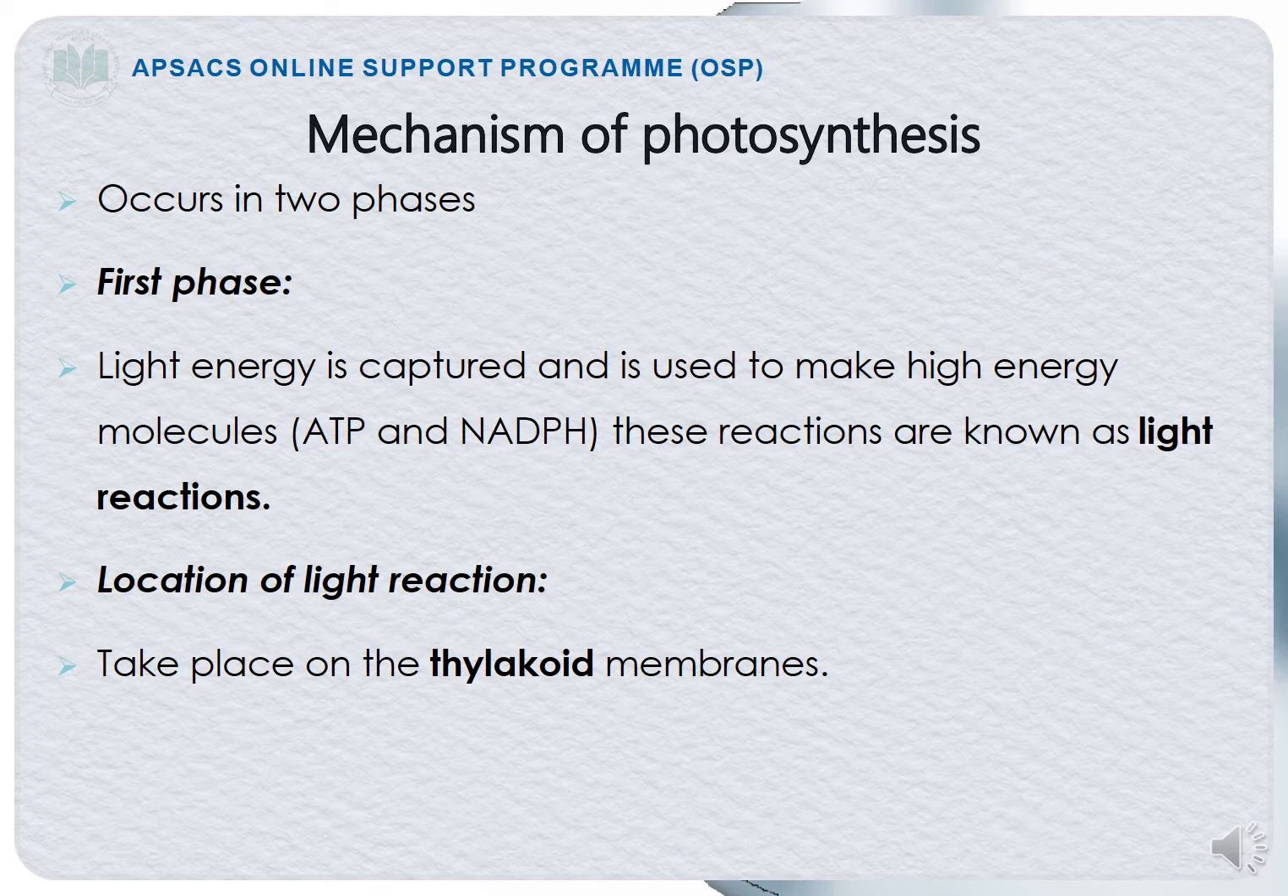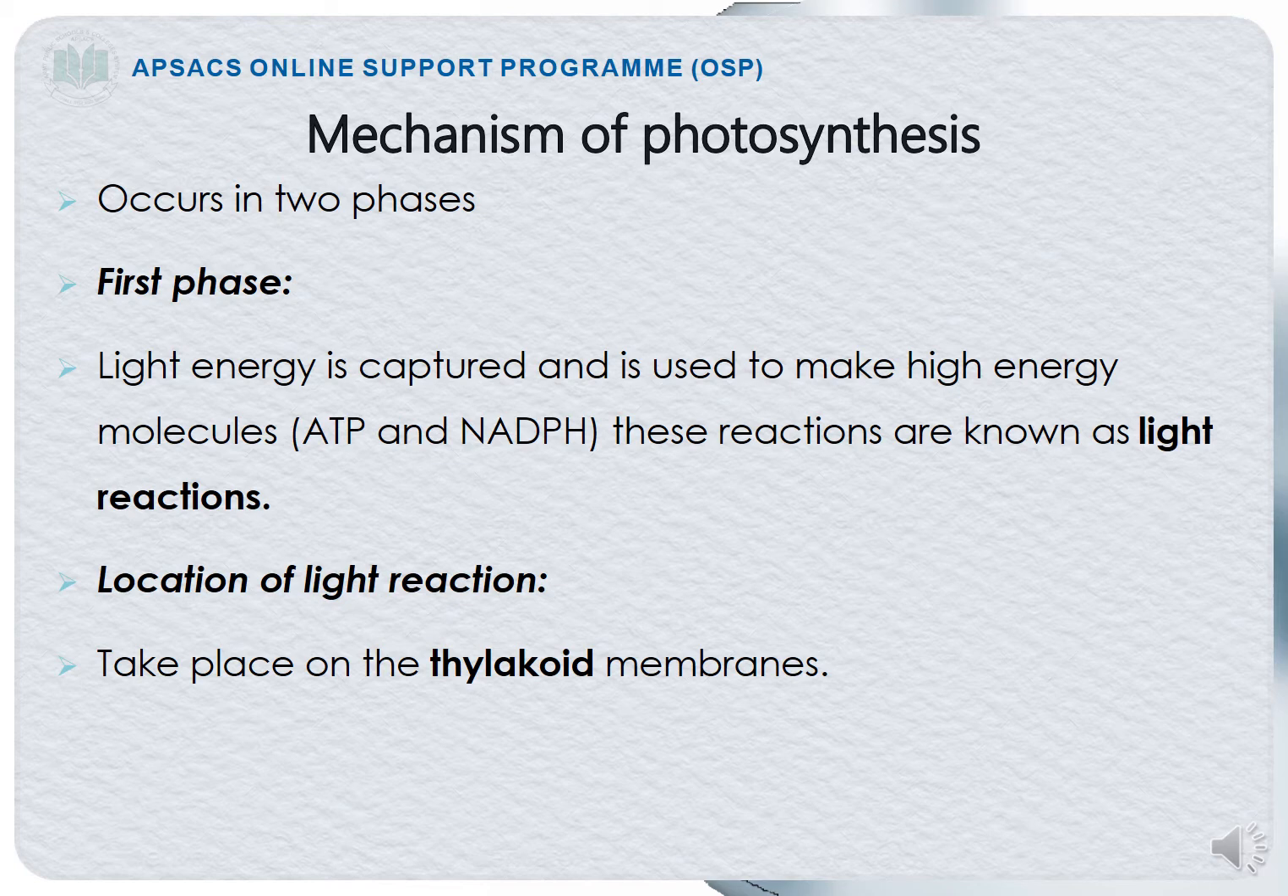Mechanism of photosynthesis. Now you all know about photosynthesis, that when the plant makes its own food in the presence of sunlight, water and carbon dioxide, a process of photosynthesis is carried out. Now it occurs in two phases, the first phase and the second phase. The first phase actually takes place in the light, in the sunlight.